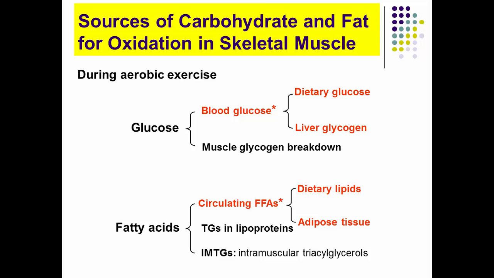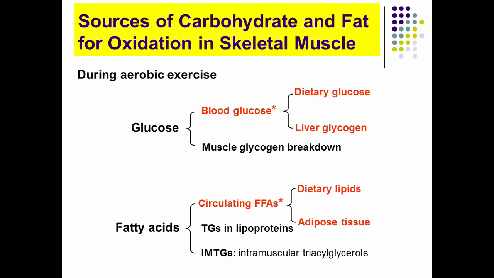And sources of carbohydrate and fat for oxidation in skeletal muscle during aerobic exercise. Again, different types of exercise, aerobic and anaerobic, require different types of energy fuels, right? We already noticed that. So now let's talk about aerobic exercise. During aerobic exercise, glucose and fatty acids are needed for making ATP.